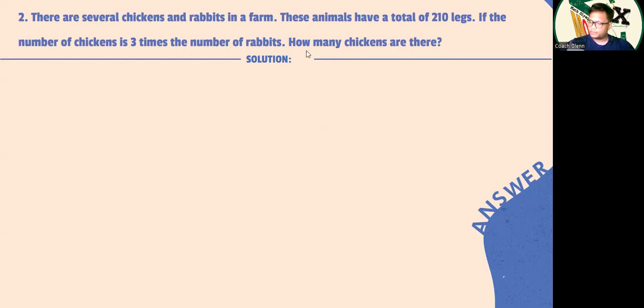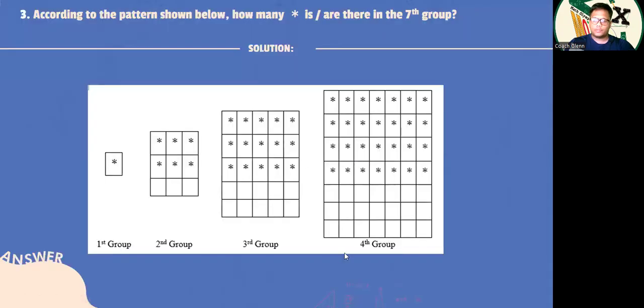Number 2. Sir, I think number 2 was a different question than that. The question for number 2 is, according to the pattern shown below, how many rectangles are there in between the first... Okay, for number 2, we skip that one because the figure is not visible. Okay, so let's go to number 3 muna.